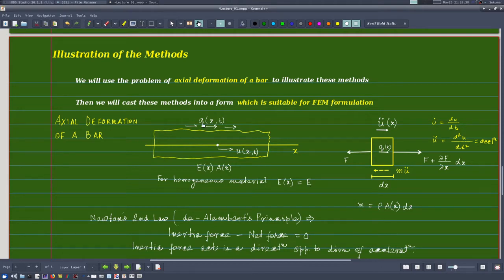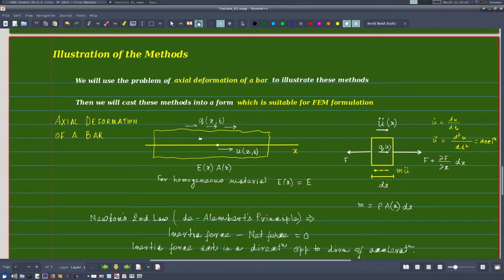This surface force may be of any kind. In FEM terminology, we call them surface traction. Suppose you have a pile, then you know that there will be side friction on the pile, and that can be visualized as a surface traction. So it's a function of x and t again, so Q of x, t.